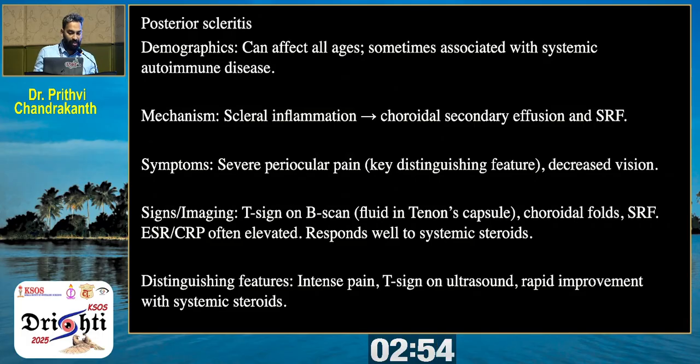And this can be elicited with the B scan. You can get the T sign. That's fluid in the tendon's capsule, which can be seen very clearly. And choroidal folds can occur. SRF, and often ESR and CRP are elevated, and there will be intense pain.